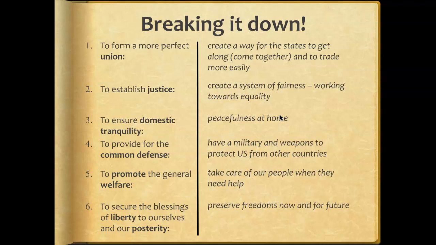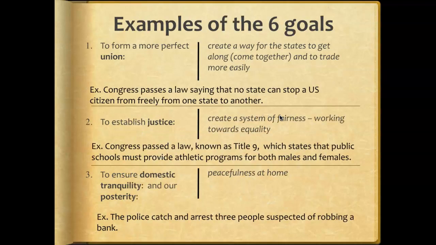We want to ensure domestic tranquility, peacefulness at home. We want to provide for the common defense by having a military and weapons to protect us from other countries or from invasion. We want to promote the general welfare, so making sure that people that need help or need assistance in their time of need get that help. And then finally, to secure the blessings of liberty to ourselves and our posterity. So we want to make sure that we have all these freedoms right now while we're living and that they are protected for our future generations.